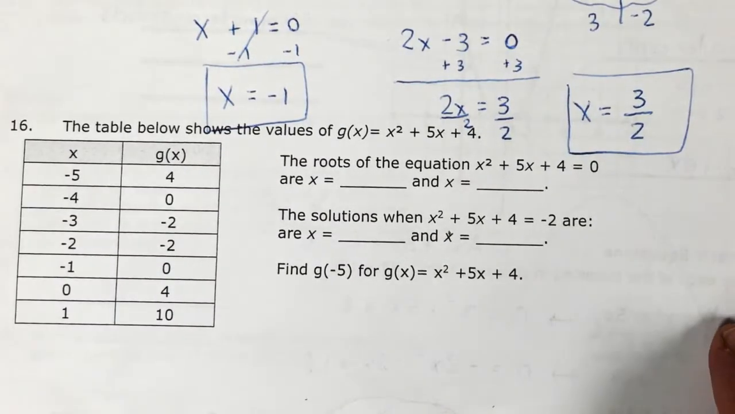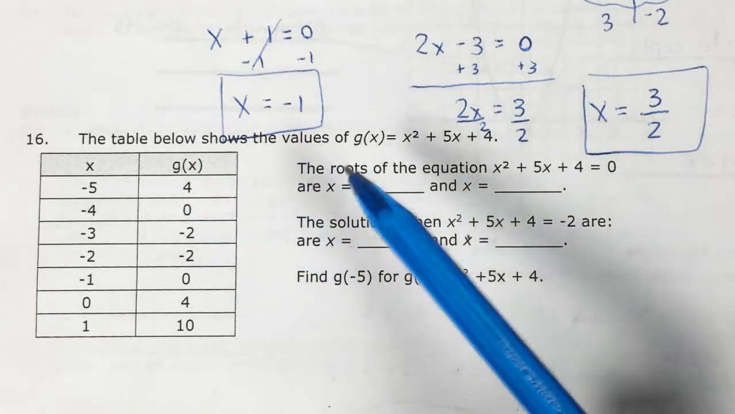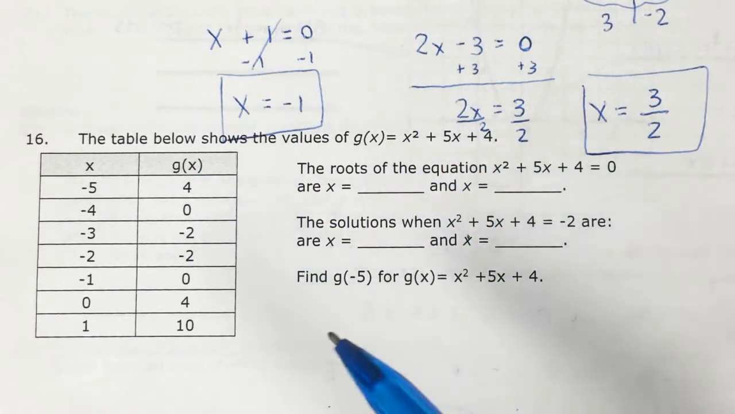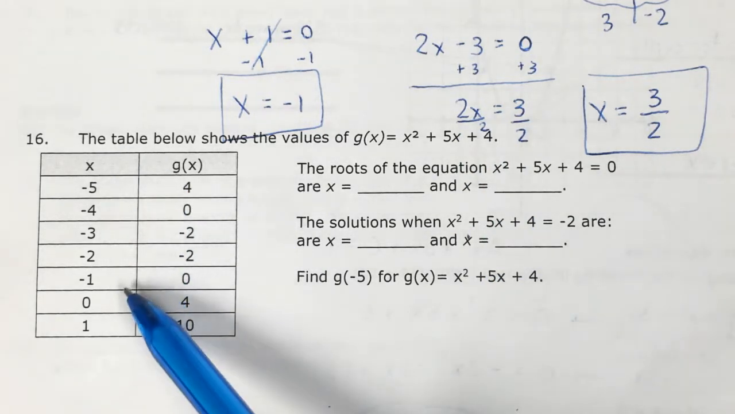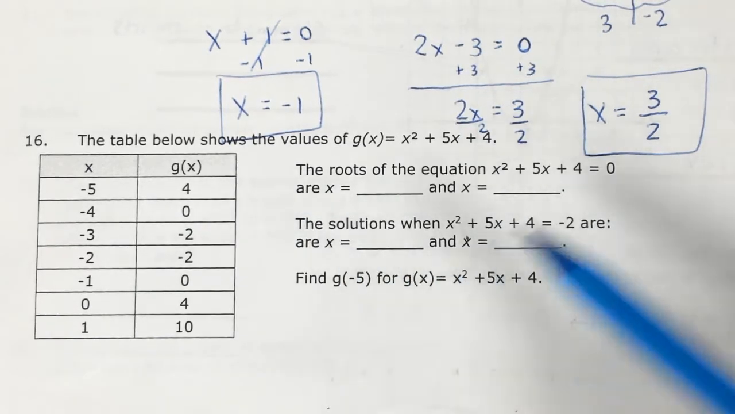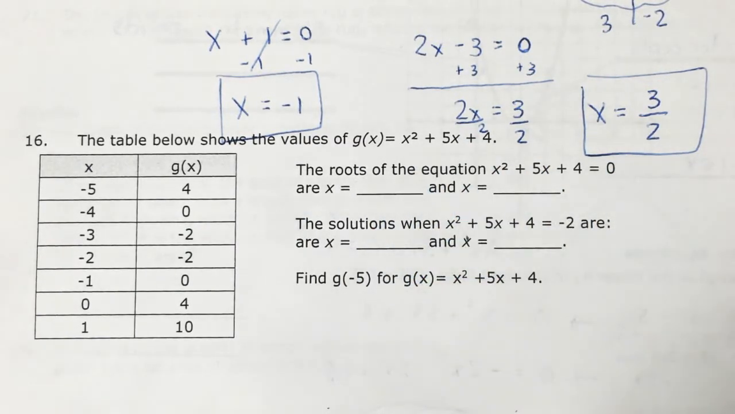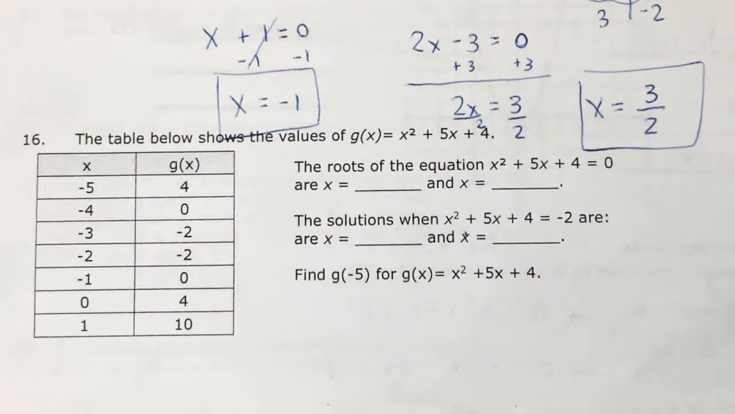And finally, number 16, I have a table that shows the values of this equation right here. If I have negative 5, 4, 3, 2, 1, 0, 1, and then all these values over here. So this one wants to know the roots of the equation. Well, remember, roots are my x-intercepts. My x-intercept is where my y is equal to 0.